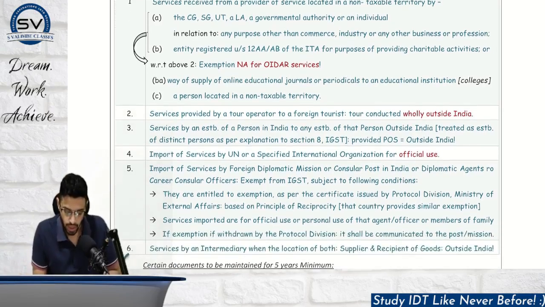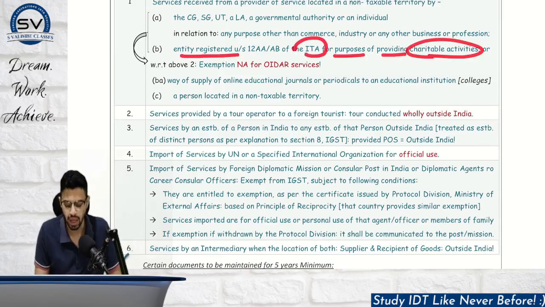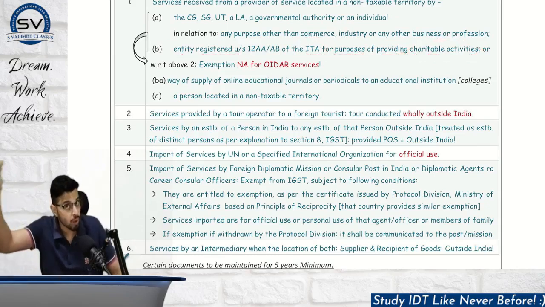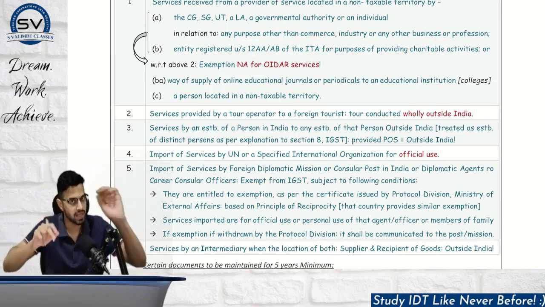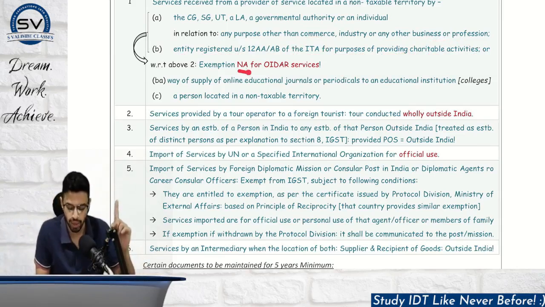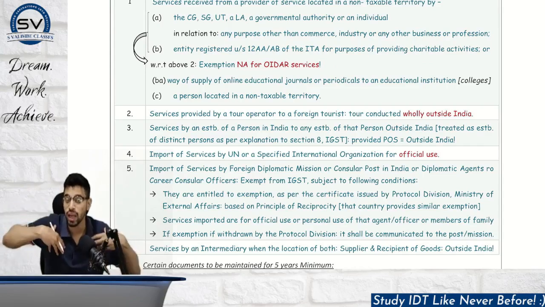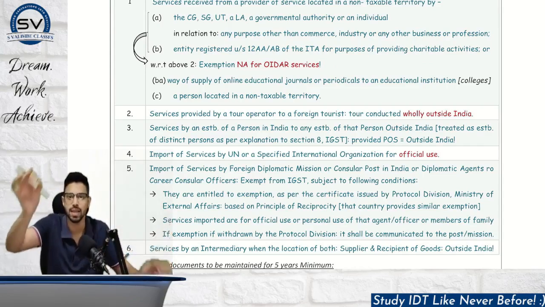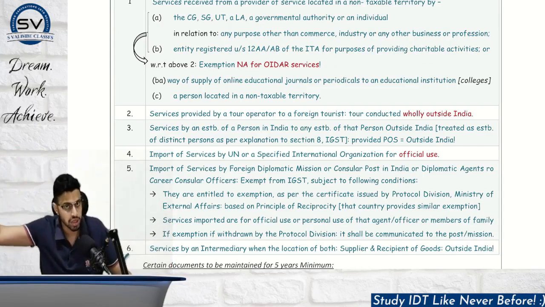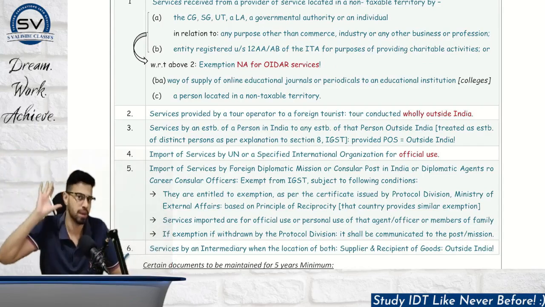So okay, first let's cover B part also. Or the recipient is any entity registered under 12AA or 12AB for the purpose of providing charitable activities. So these registered entities are receiving these kinds of services from outside India for charitable purposes. IGST exempt, but this exemption is not applicable for OIDAR services. So for IT related services, if I am importing, regardless that it is not for business, that person has to come, take registration under the simplified registration scheme and pay GST.